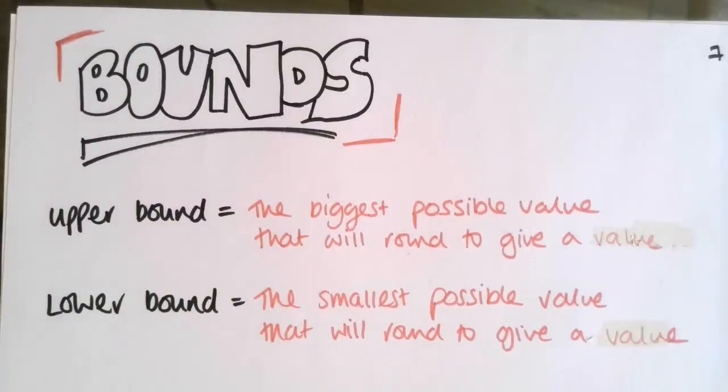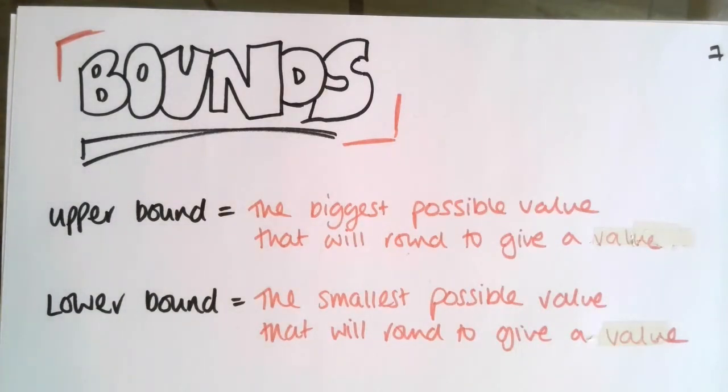Okay, next bit of Unit 1 revision is bounds. So bounds come into play if a number has been rounded off to a certain value. Like if you're measuring something with a ruler, you will be given that measurement to the nearest millimetre, or to 1 decimal place if you are given the measurement in centimetres.